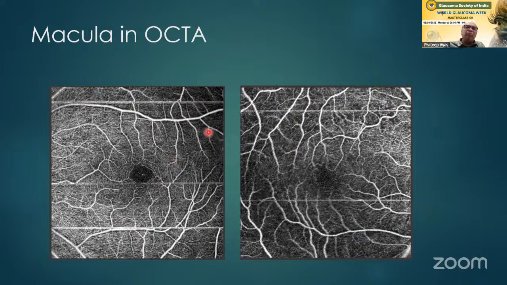So there is some non-perfusion area here and there. So in this patient, there is a significant decrease in vascular density in the macular area.